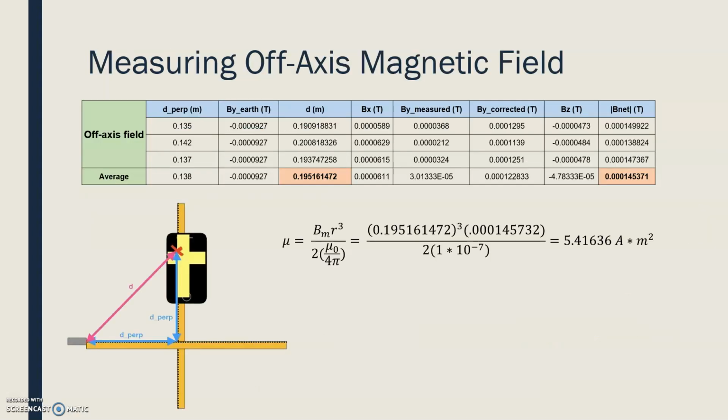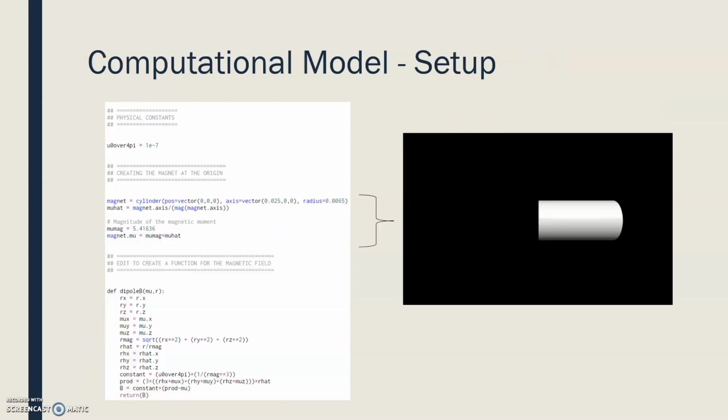In order to determine the magnetic moment of the bar magnet, I had to set up the experiment as shown in the lower left-hand corner. Dperp is the distance at which the magnetometer reads 100 microtesla. Dperp was measured to be 0.138 meters, from which Excel calculated the value of D to be 0.195 meters. This value for D was substituted in the magnetic field of a bar magnet formula to calculate for the magnetic moment, which was 5.41.